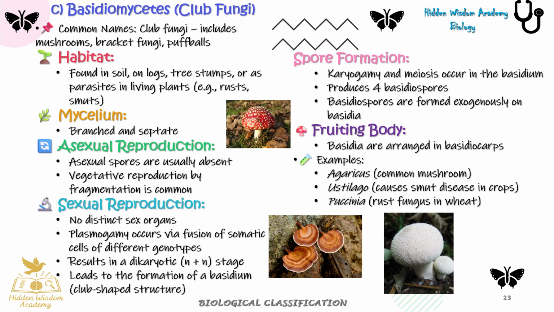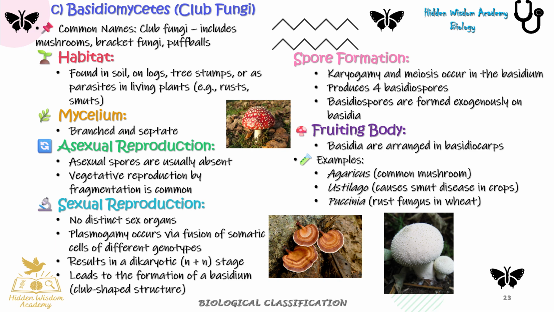Basidiomycetes, also called club fungi. Common name is club fungi. They include mushrooms, bracket fungi, puffballs. Habitat: they are found in soil, on logs, tree stumps, or as parasites in living plants, for example rusts, smuts. Mycelium is branched and septate. Asexual reproduction: asexual spores are usually absent. Vegetative reproduction by fragmentation is common.